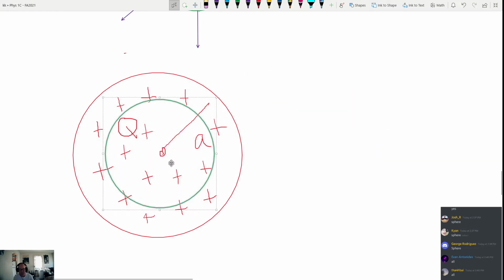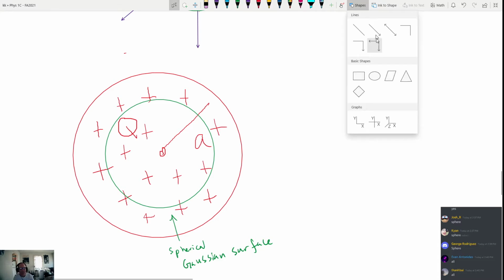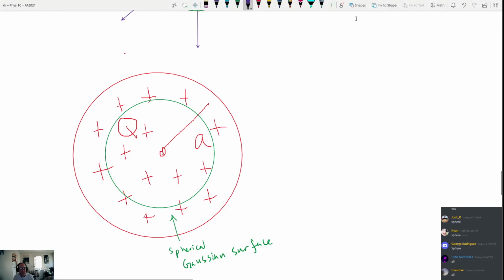Let's plop it in there. Looks good. Okay, so again, I'm going to label this as my Gaussian surface. It's a sphere. Now I'm going to draw my field lines. What did I use before? Purple? So we're going to use purple to draw field lines. And again, we'll draw like 6 of them.